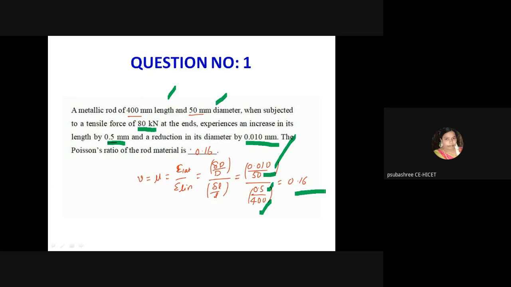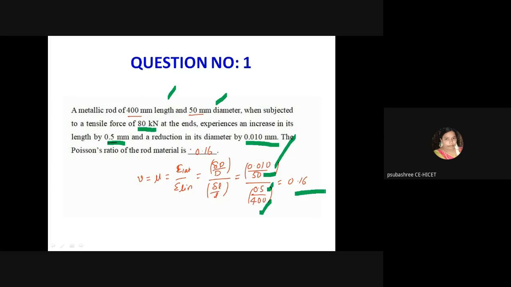Is it clear? So the formula for Poisson's ratio is lateral strain divided by longitudinal strain. The lateral strain is del D divided by D, and the linear strain is del L divided by L. Change in diameter by original diameter divided by change in length by original length. So the answer is 0.16.